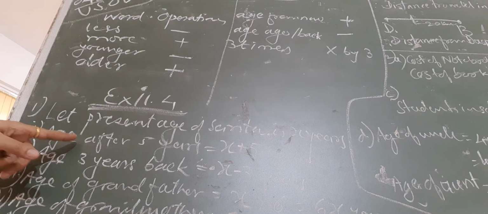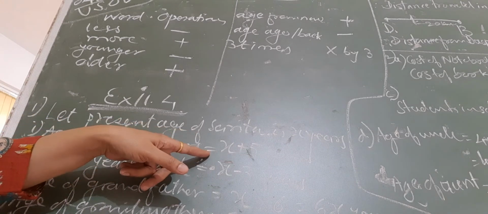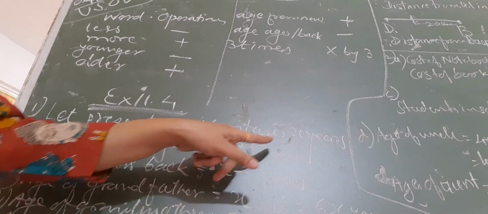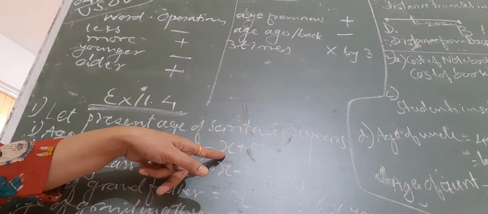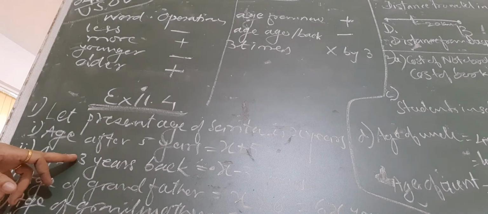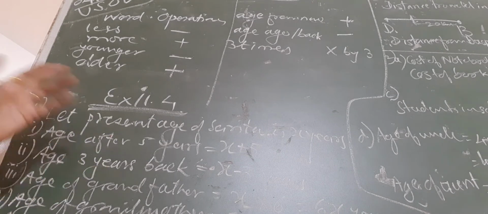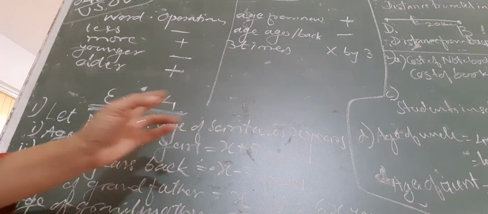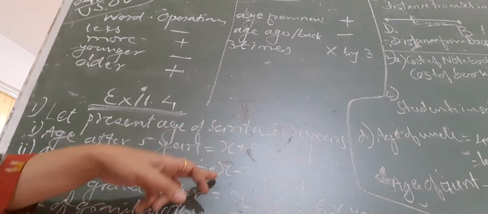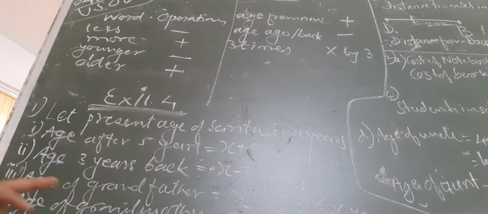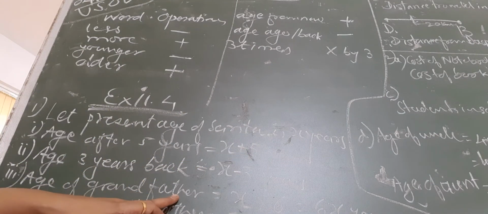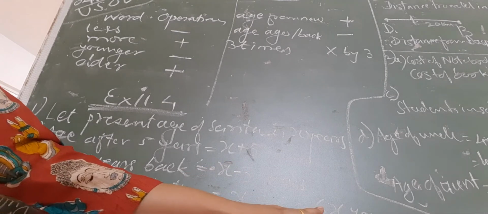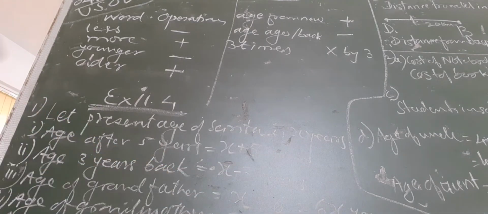Now it is asked what her age will be after 5 years. After 5 years means we have to add 5 to the present age, and hence we get X plus 5 years. Next it is asked what the age was 3 years back or 3 years ago. It means 3 we have to subtract from the present age, so it will be X minus 3. Age of grandfather is given as 6 times, which means 6 multiplied by X, that will be 6X years.